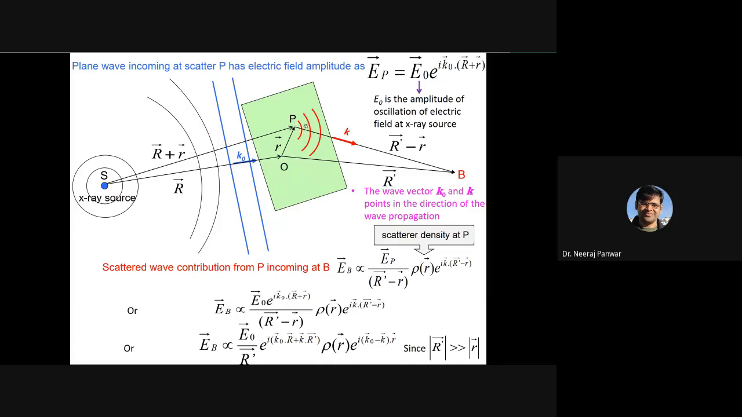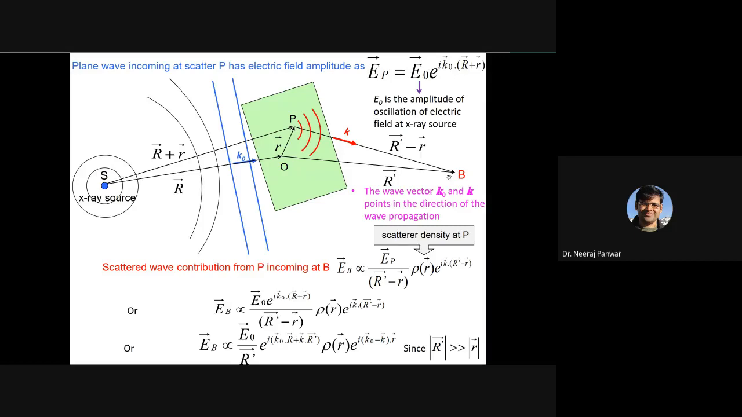And since these are spherical waves, and they are reaching the detector, which is not too far from this crystal, that is why these spherical waves will remain spherical. They will not become parallel plane waves. They will remain spherical when they reach the detector.